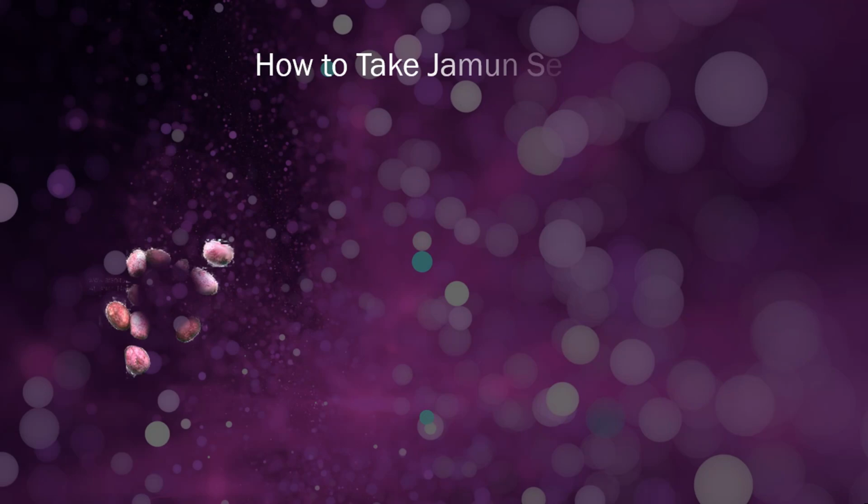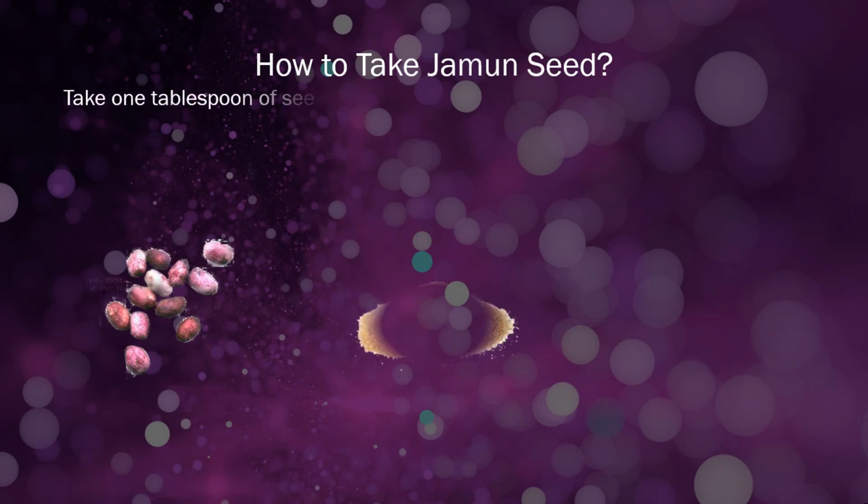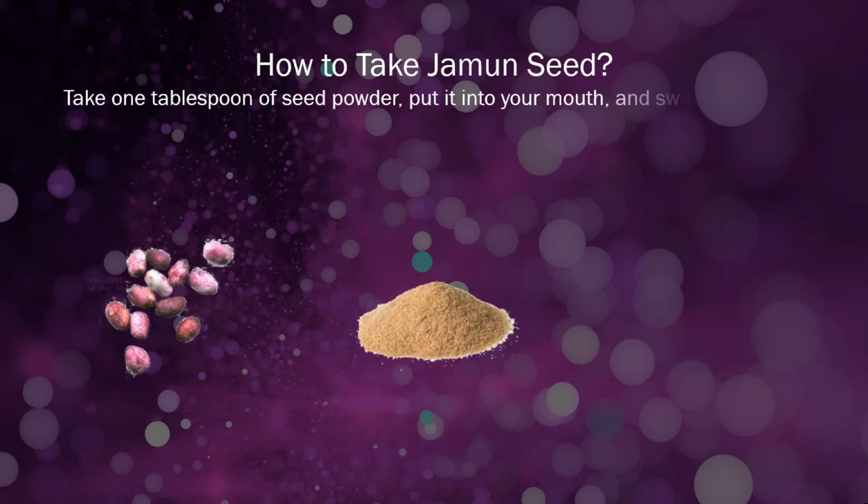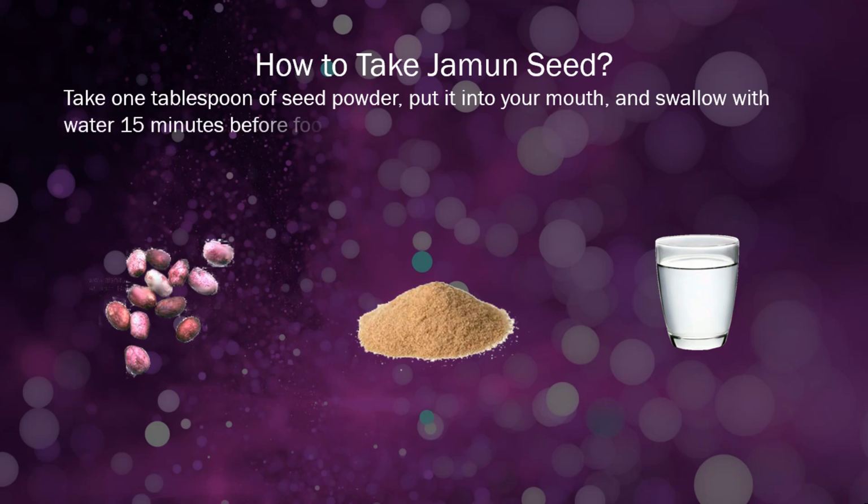How to take jamun seeds. Take 1 teaspoon of seed powder, put it into your mouth and swallow with water 15 minutes before food. Do it twice a day for maximum health benefits.